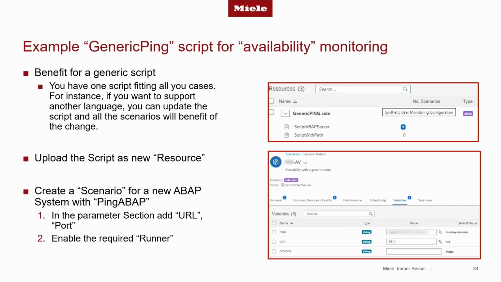When you create the script, you have to upload it into the Zoom, and you have to make some configurations. As I mentioned before, you have to take care about the resource, which is a script you have to upload. Then you create a scenario. You have to configure your runner. Your runner is connected over the BTP connection with the cloud connector to the machine in your network.